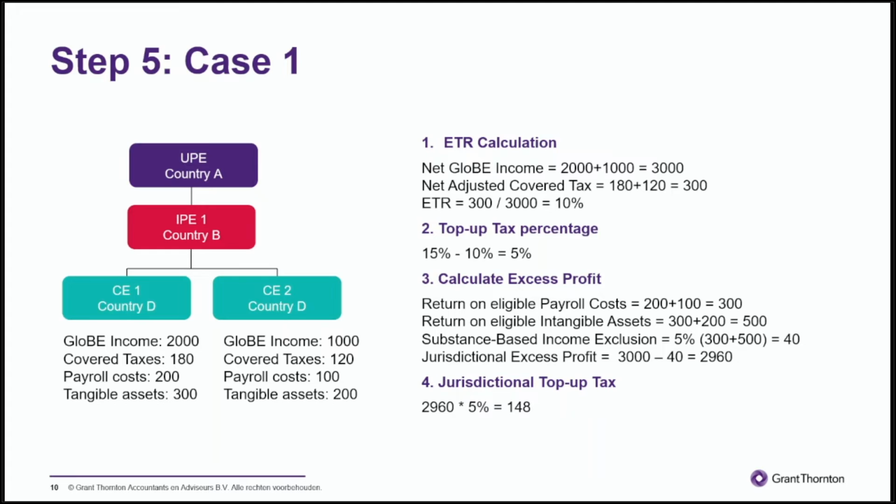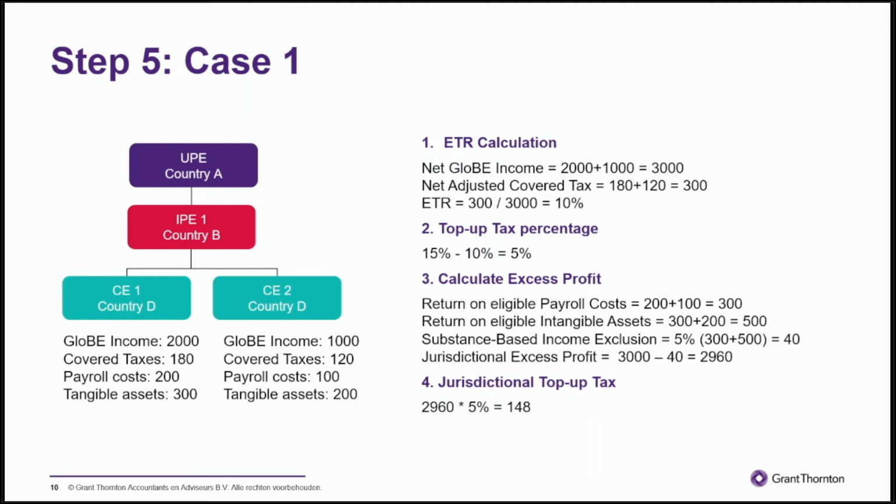So that's the calculation, and now it looks a little bit simple, but in fact it's not, because you have to do those covered tax and those globe income calculations, but they are given here, so it makes it easy for the example. Then you have to calculate the excess profit, and the excess profit is some sort of an exception which you could take into account where you get a little bit of a deduction. So let's look into that. First of all, you have to look at the payroll cost. In this case, that's 200 and 100, and the total costs are then 300.